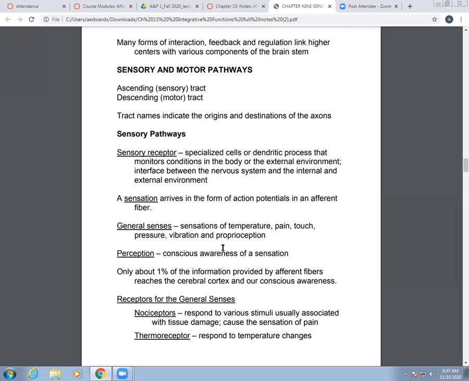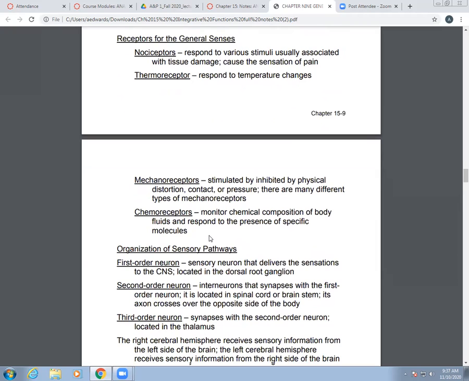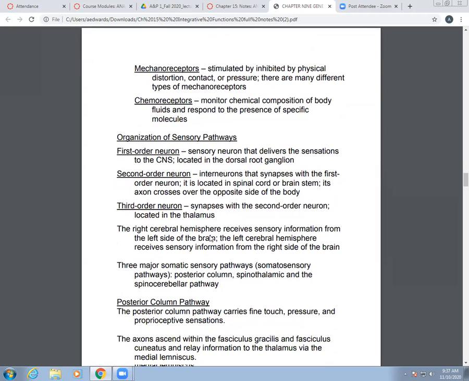So the receptors for the general senses, it's the nociceptors. They're going to respond to different stimuli that are usually associated with tissue damage. All right, and they're going to cause sensation and pain. All right, so we talked about that. Nociceptors deal with pain. Thermoreceptors deal with temperature. Mechanoreceptors deal with physical distortion, contact or pressure. Chemoreceptors deal with chemicals. We talked about that already, with just linking it to the concept of sensory pathways.